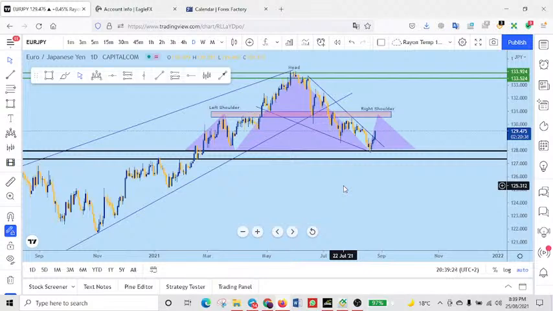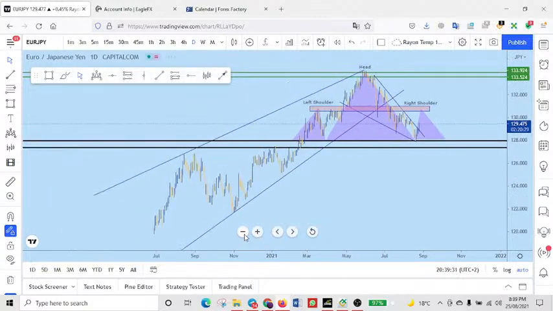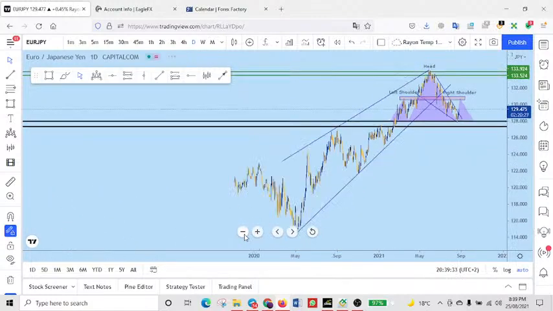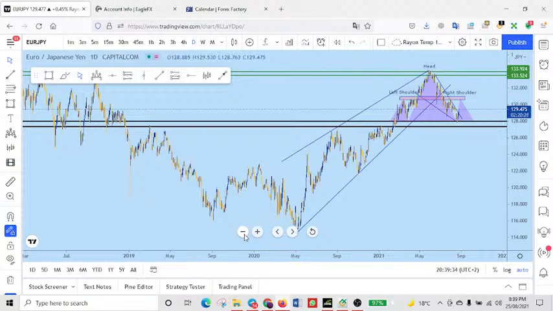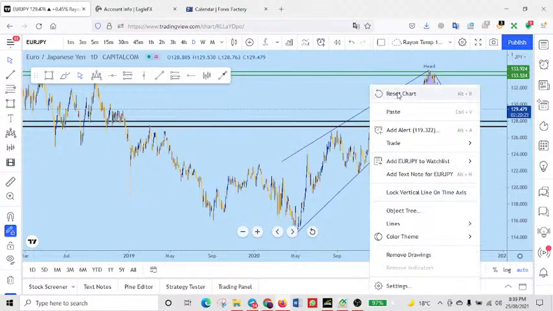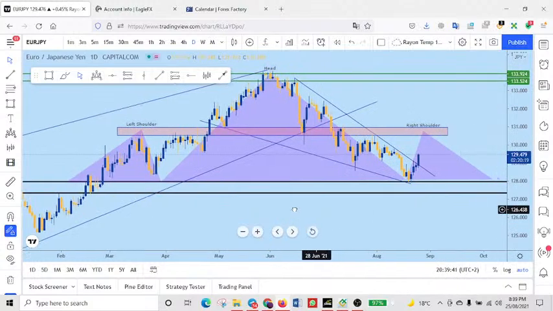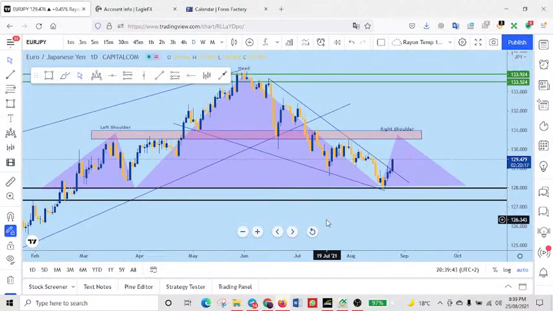Like I said before, price repeats itself. The market repeats itself. If a pattern played before, the possibility of it playing again is very high. So now looking at this, as a trader, I already know what I'm focused on. I already know what I should be waiting for or looking for in the market on Euro JPY.